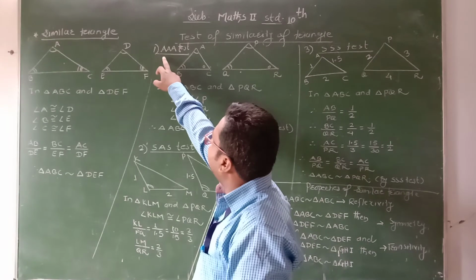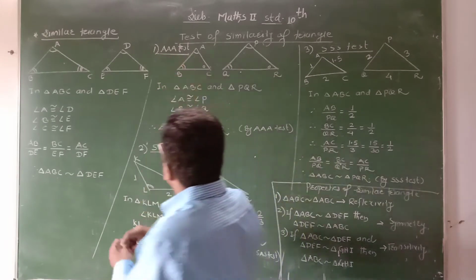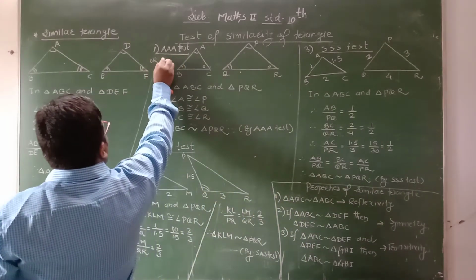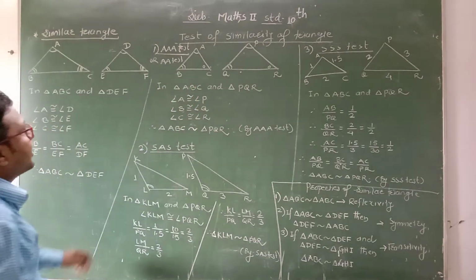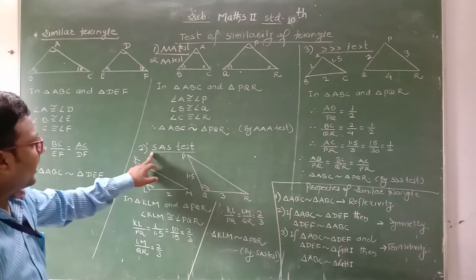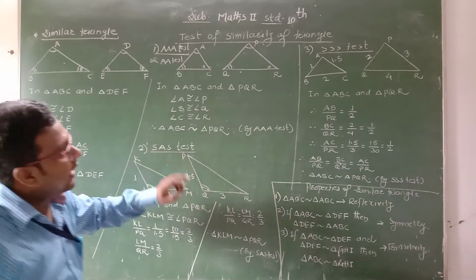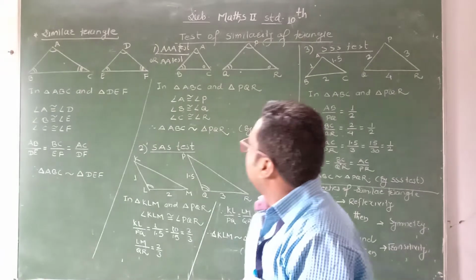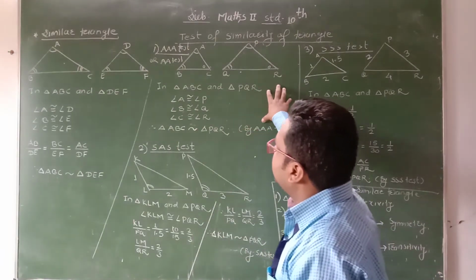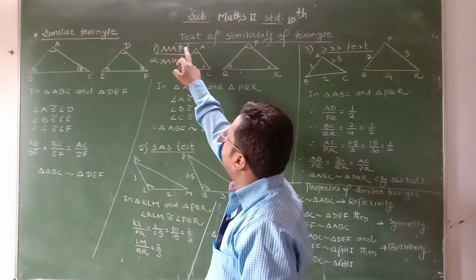First one is the angle test, or we write angle test also. Okay. And the second test of similarity of triangles is the side test, and third is the side test. Okay. Now let's see the first test, angle test.